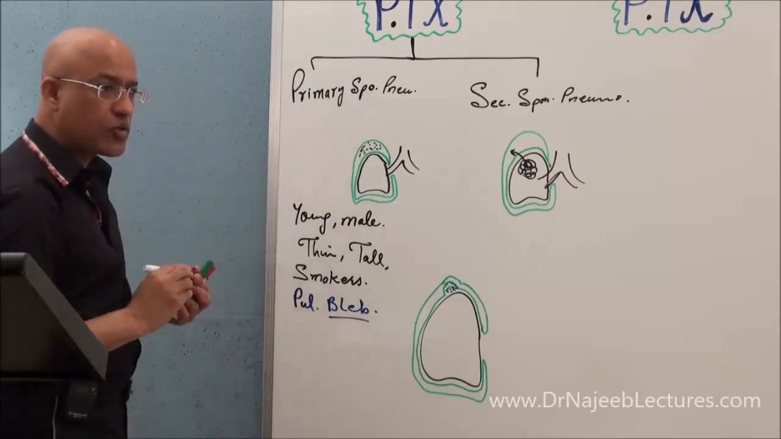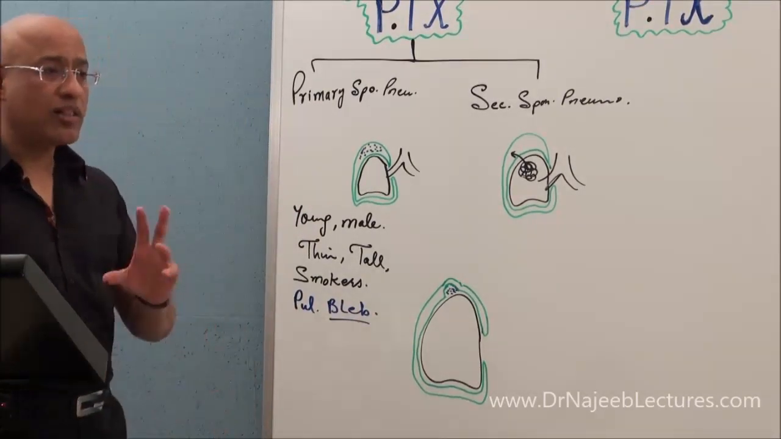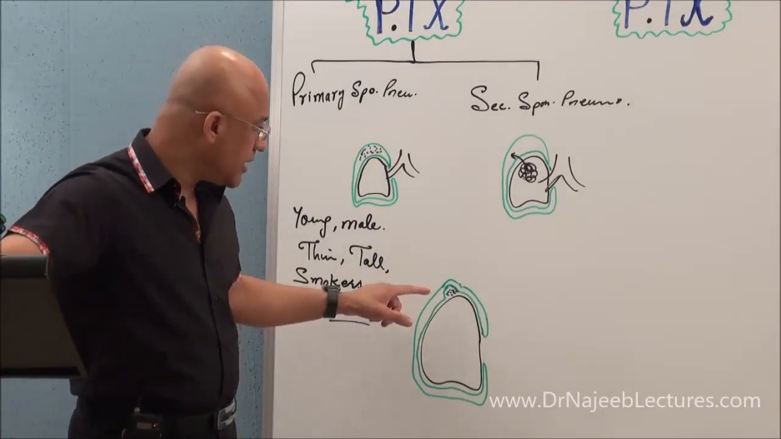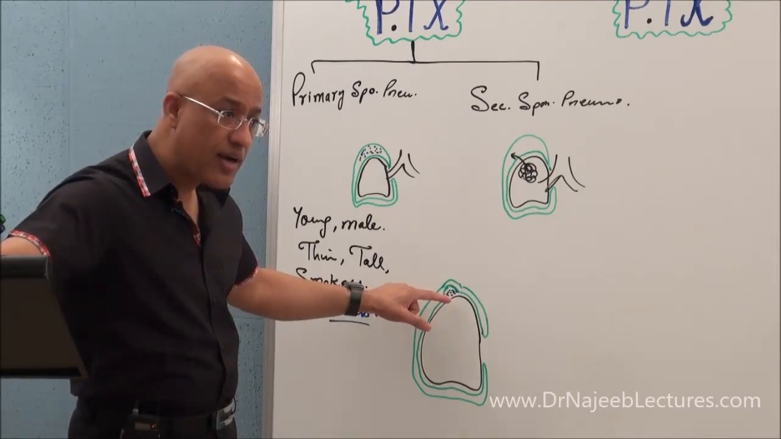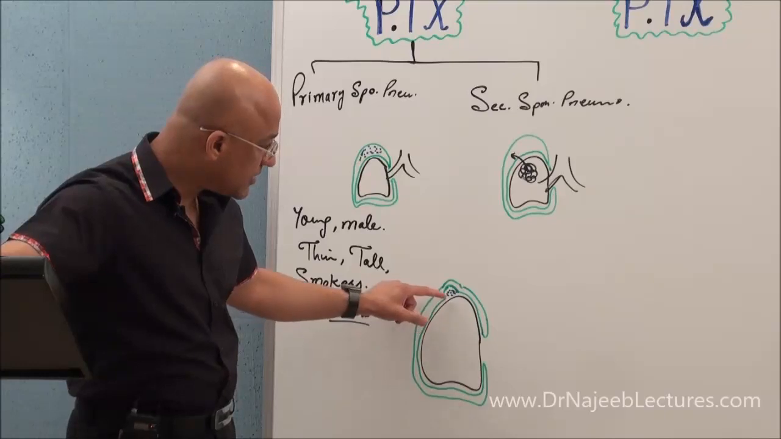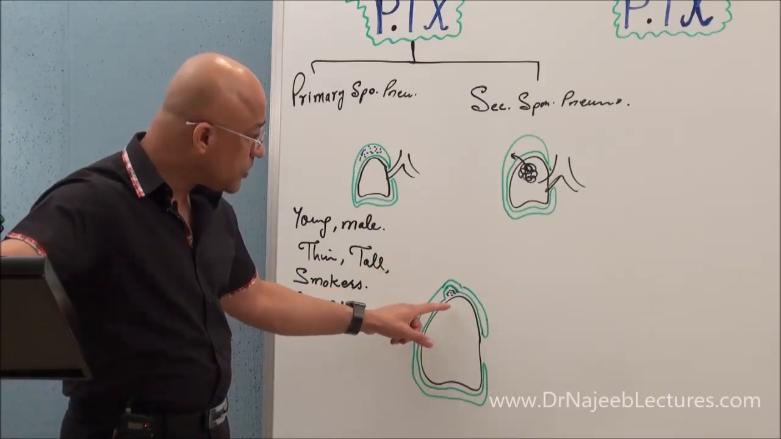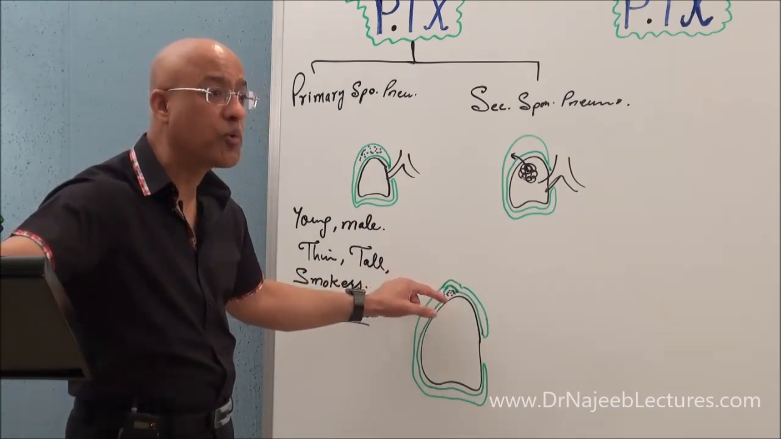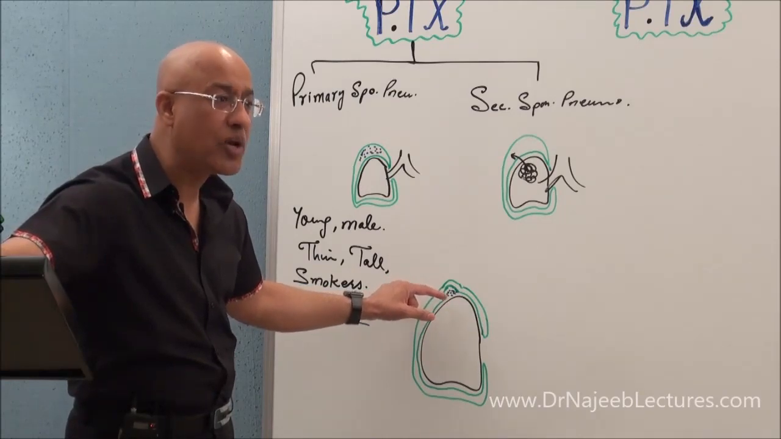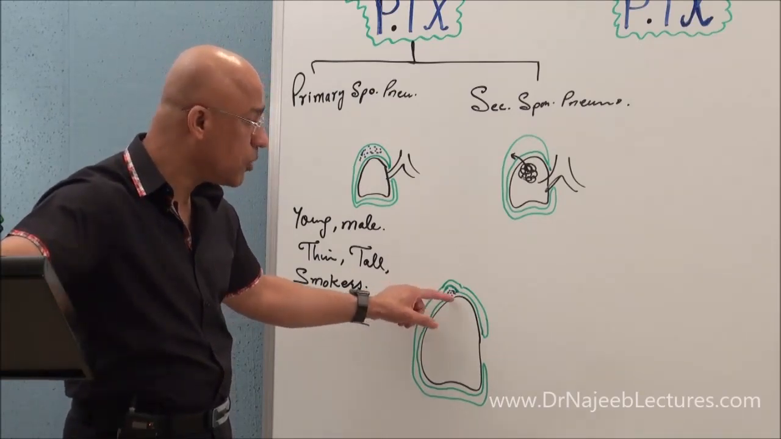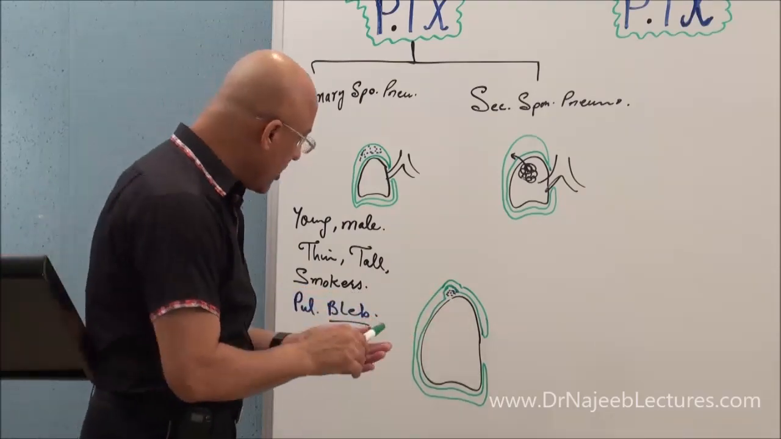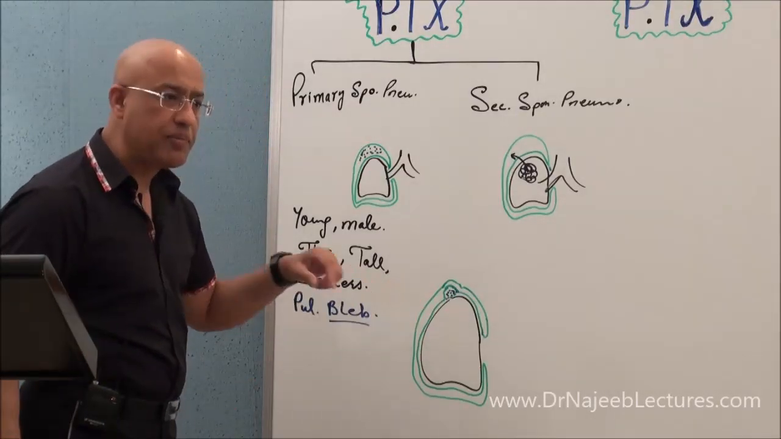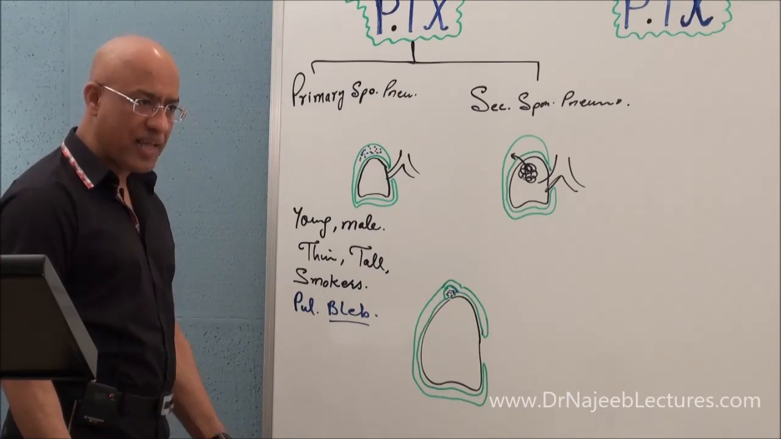So many young, tall, thin males may have multiple subpleural blebs. What are these blebs? These are air pockets which are between the lung parenchyma and the visceral pleura, or sometimes in between the two layers of visceral pleura. In that case, we call it an intrapleural bleb. So there may be a subpleural bleb, or if it is like that, then it is an intrapleural bleb. These are multiple blebs in usually young, thin, tall males.